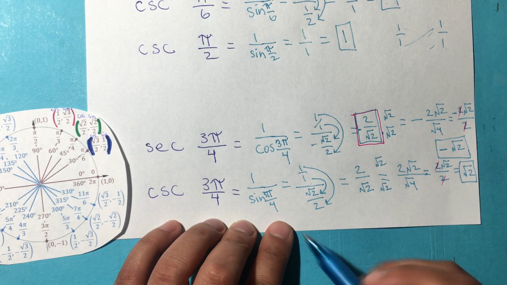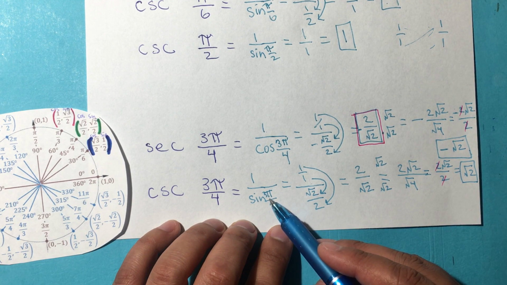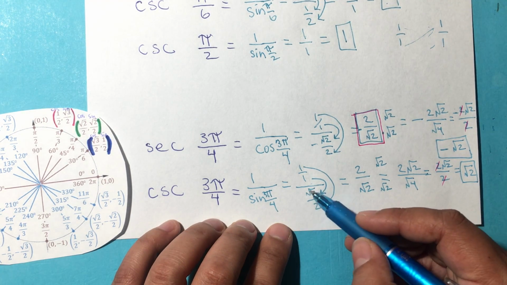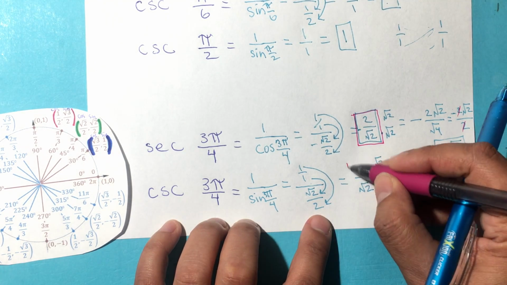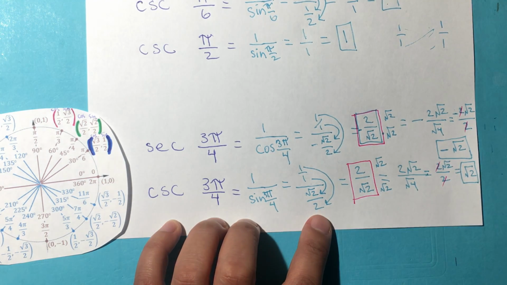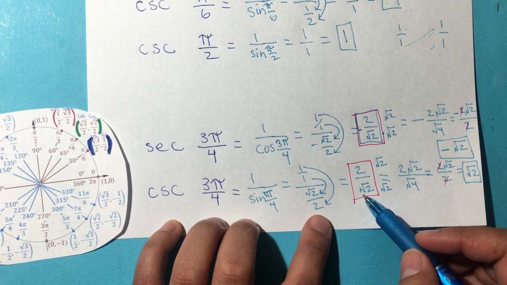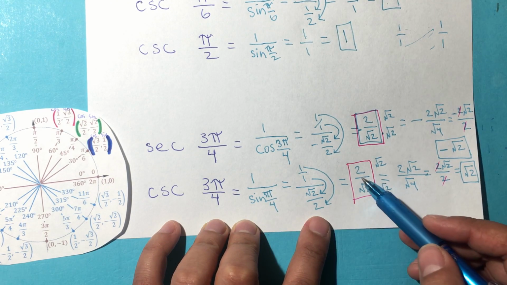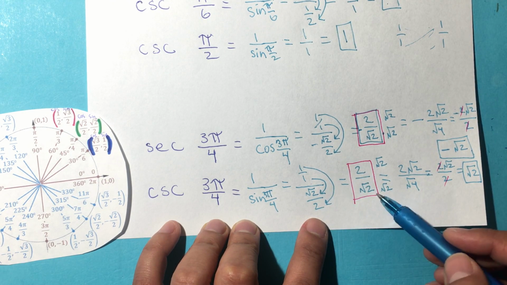So looking here, the sine of 3 pi over 4 is this value right here. If we don't simplify, that's the value of the cosecant, so they are reciprocal of each other.